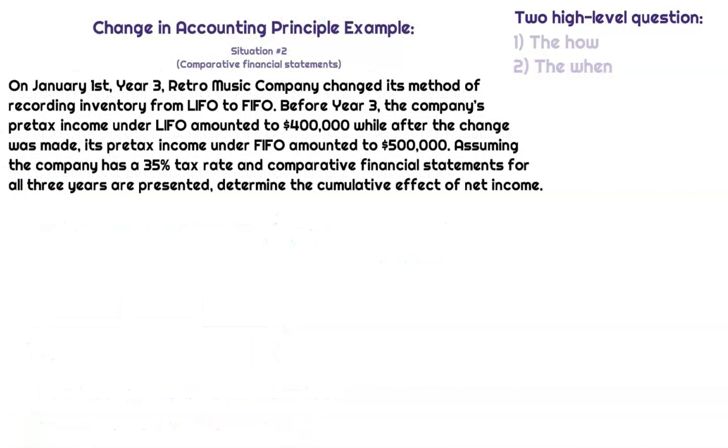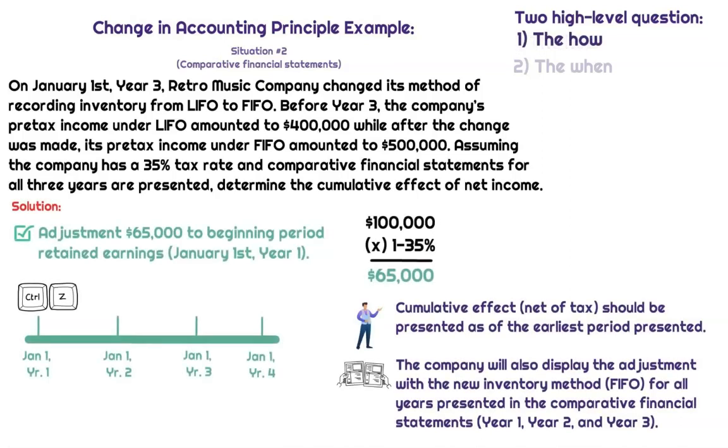Okay, so same facts here, only now we're saying that the company is presenting all 3 years of its financial statements. Okay, so the how, we already addressed this. This is going to be the $100,000 adjustment net of tax. So we have a $65,000 adjustment. More importantly, let's address the when. In what period is this adjustment going to be made?